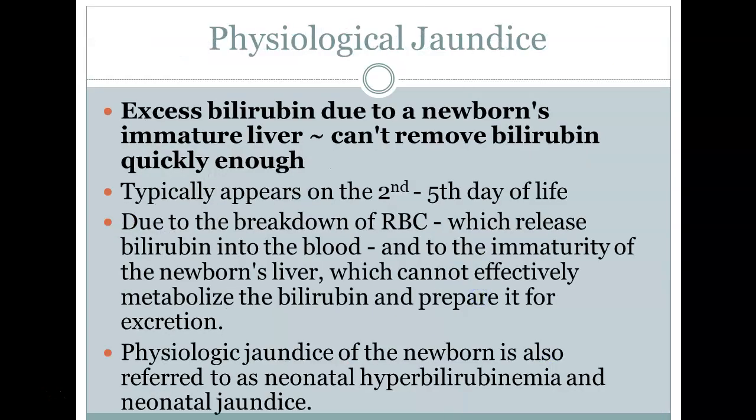And again, physiological jaundice is the excessive bilirubin due to the newborn's immature liver. They're having difficulty removing the bilirubin quick enough. Again, typically peaking on that third day, somewhere between the second and fifth day of life. It's due to the breakdown of the red blood cells that's releasing the bilirubin into the blood, plus the immaturity of the liver, which cannot effectively metabolize the bilirubin and prepare it for excretion. The physiological jaundice of the newborn is also referred to as neonatal hyperbilirubinemia or neonatal jaundice. That's a very common phrase, neonatal jaundice.